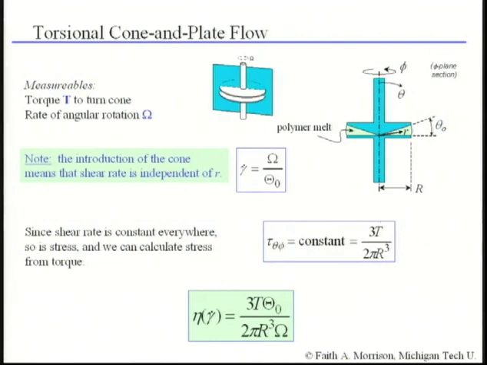So you end up with a very simple expression, 3 times the torque over 2 pi r cubed. So you make a single data point measurement of torque, and then you divide that by the shear rate, and you get the viscosity. So really, by preference, the cone and plate is the instrument of choice.